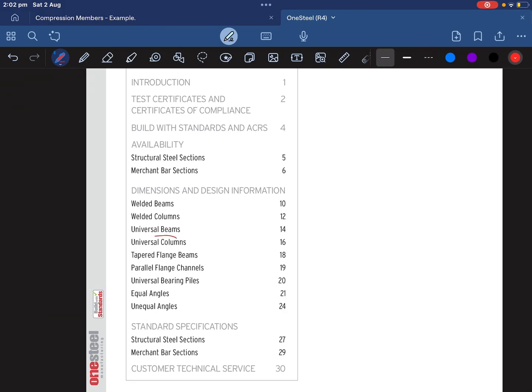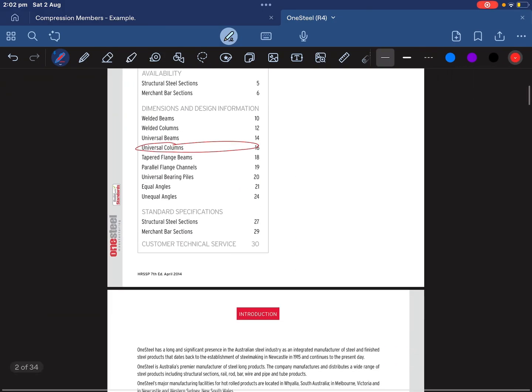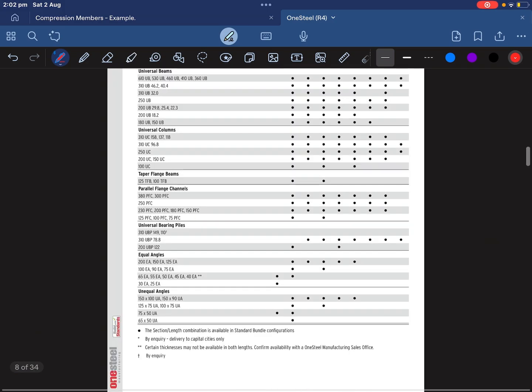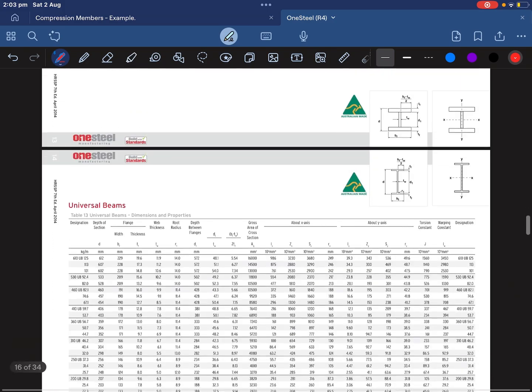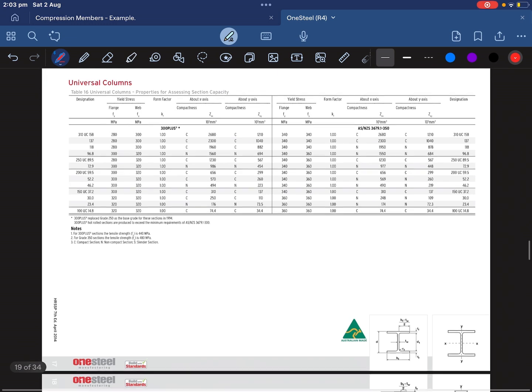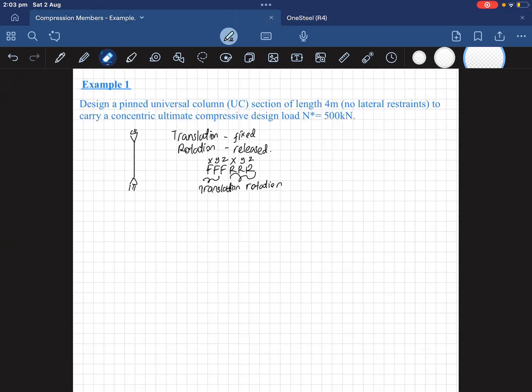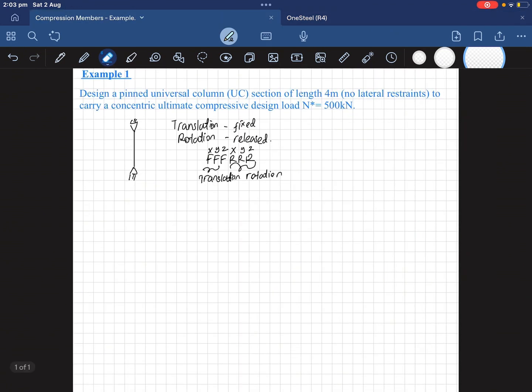So in this example, we're going to be focusing on universal columns, and the way that looks is, let's go to page 16 of the catalog. It's welded columns, universal beams. Here we have universal columns, and as you can see, it's an I shape. The length of the column is 4 meters, and it has no lateral restraints, so nothing stopping it from moving side to side. And then we have to carry a compressive load of N star equals 500.